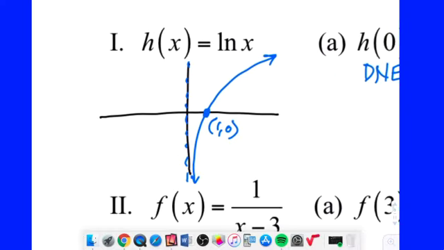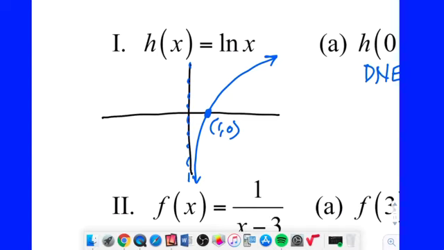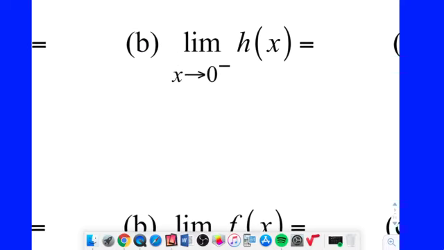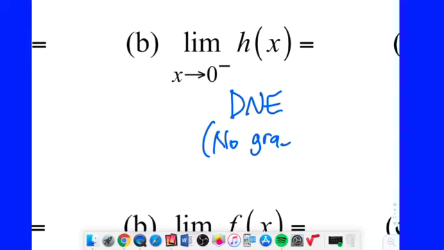Yeah, it doesn't exist. Because if you had the graph, you would hop on the graph to the left of 0 and start heading back to 0. Is there any graph to hop onto on the left? Nope. So this would be DNE because there's actually no graph there.